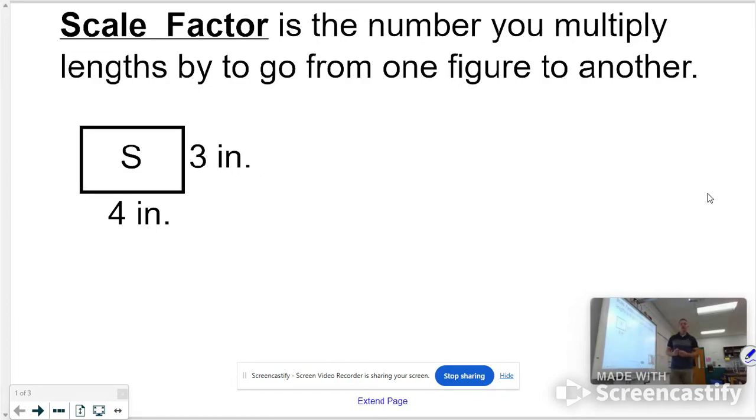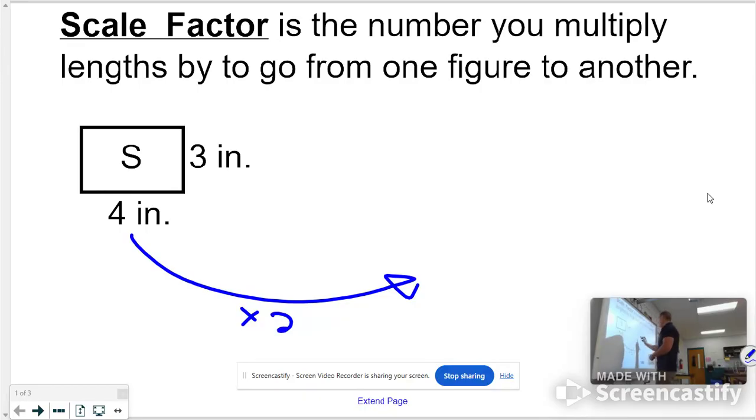So scale factor is the number you multiply lengths by to go from one figure to another. So what we have here, we have rectangle S that is 4 inches for the base and 3 inches for the height. If we were going to apply a scale factor of 2 to this rectangle, what that means is we would double the base. So instead of 4 inches, it would become 4 times 2. It would be 8 inches wide.